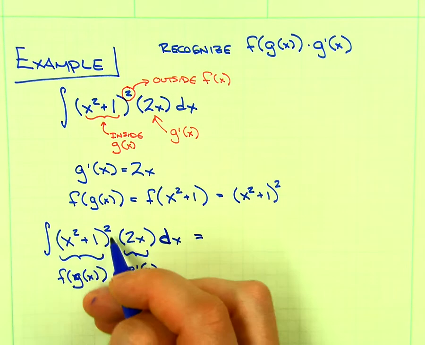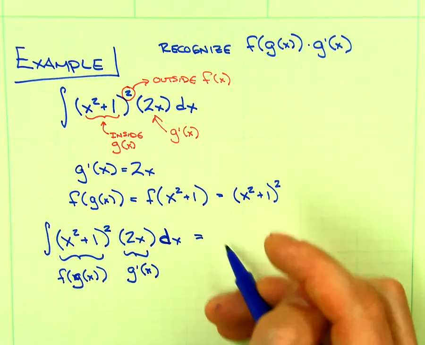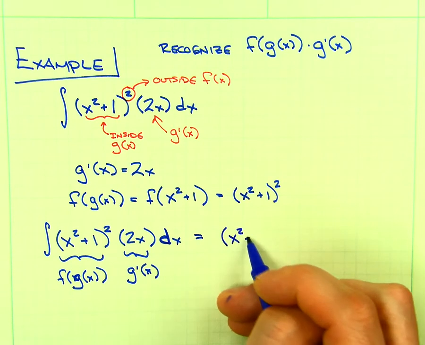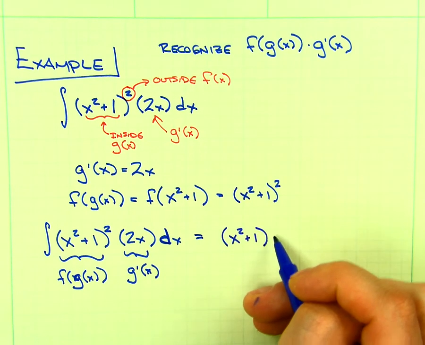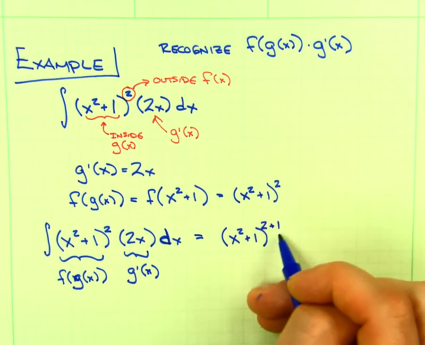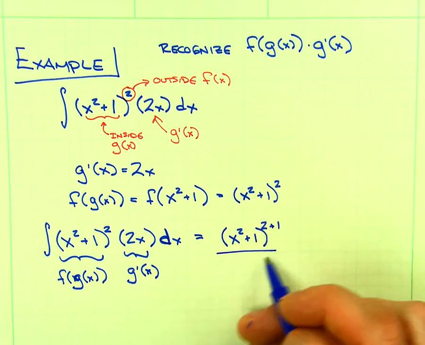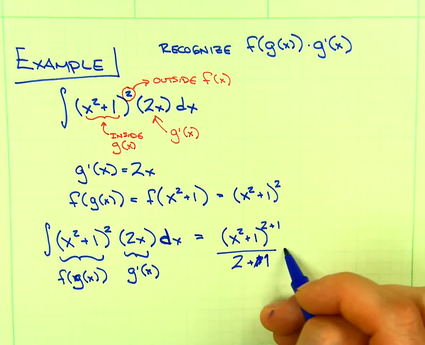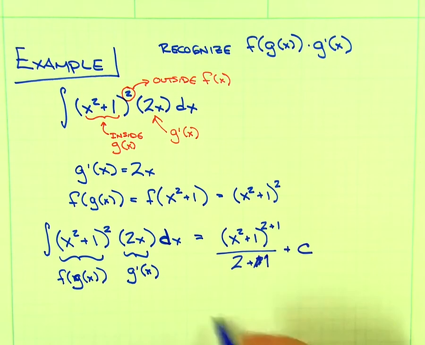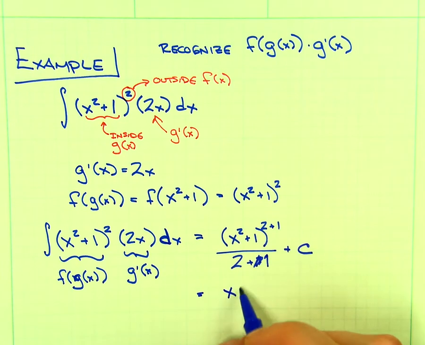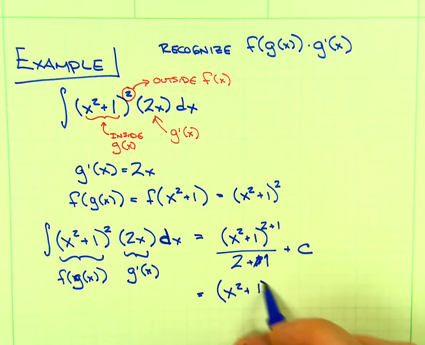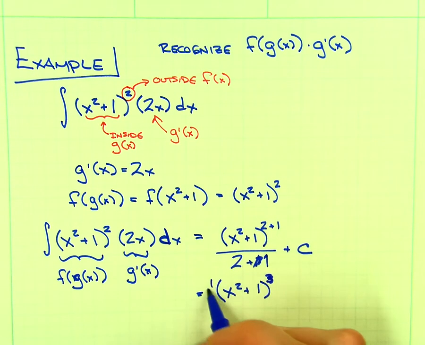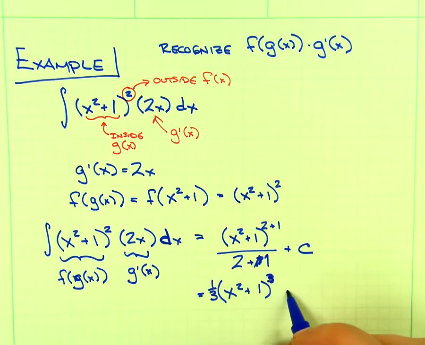So if I integrate this outer function right here, this is where I get x squared plus 1. I'm leaving the g of x the same, and I'm basically just going 2 plus 1, pretending this whole thing is just an x, a variable by itself, divided by 2 plus 1, plus c, which is just going to give me x squared plus 1 cubed. And there's a 1/3 coming from here, plus c.